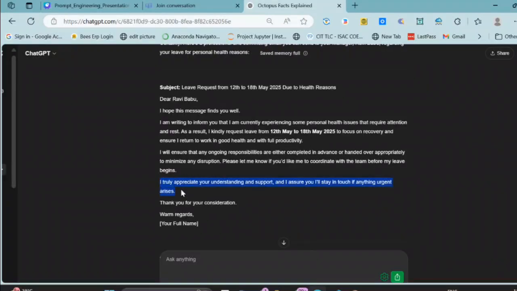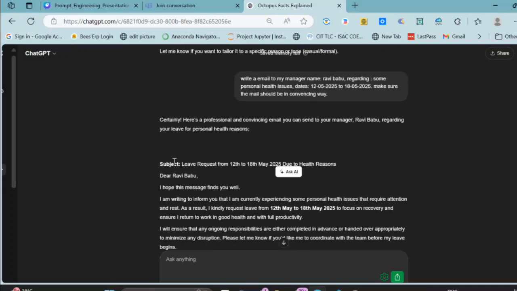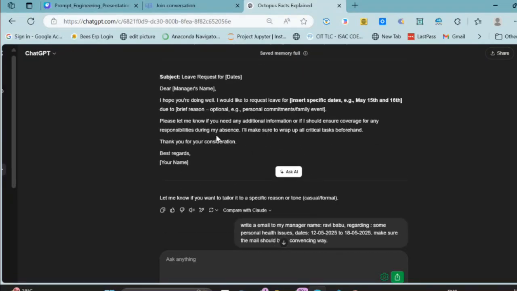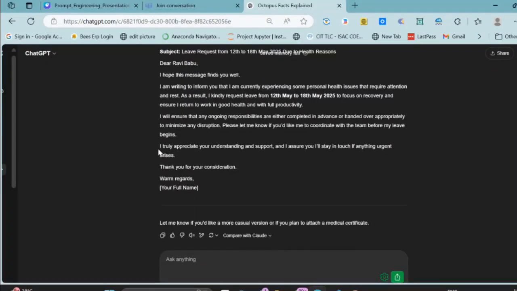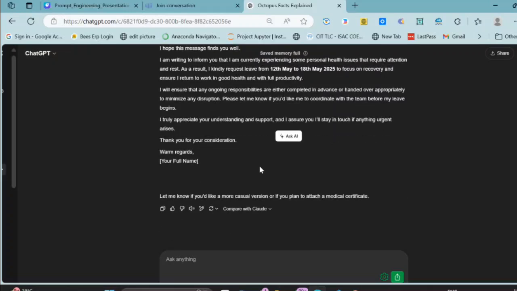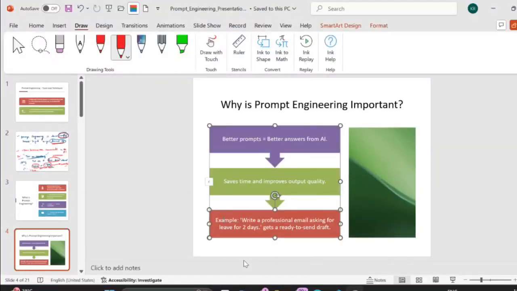I truly appreciate your understanding. This is a convincing point. I truly appreciate your understanding and support, and I assure you I will stay in touch if anything is urgent. Okay, so let's see, we can compare with the previous mail. It was just a simple template, but when we mentioned make sure the mail should be in a convincing way, it gives the best lines to convince the manager. Okay, then we'll move to the next slide.